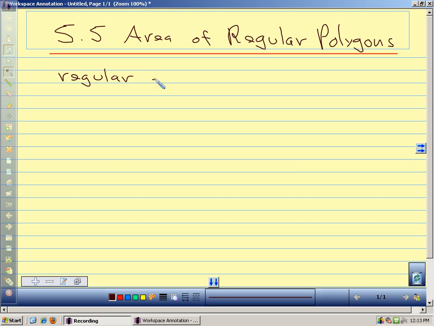So when we say our polygon is regular, what are we saying? What do we know about the sides of a regular polygon? Same. They're all the same length. And if all the sides are the same, what do we know about all the angles? They're also all the same.